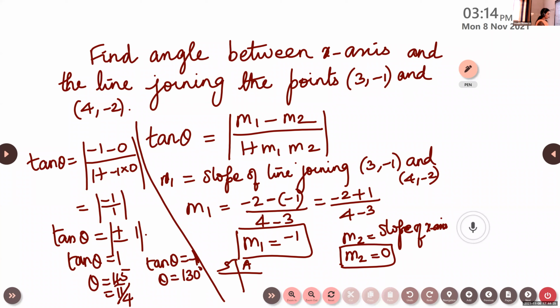Okay, 90 plus 45, which is 135. Obtuse angle, if they ask, you find out separately. Is it clear, children? How to find the angle between two lines? Is it okay? Atulya, Roseanne? Yes, ma'am.